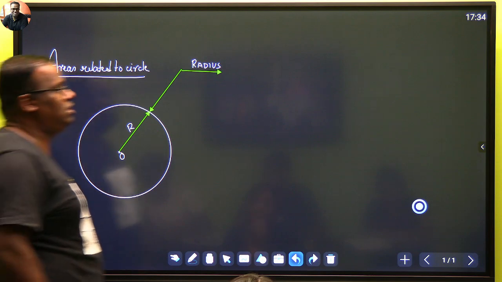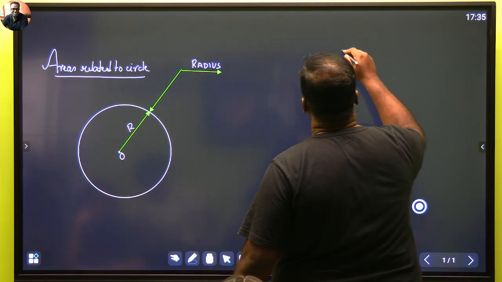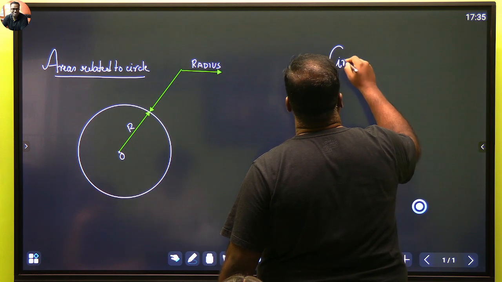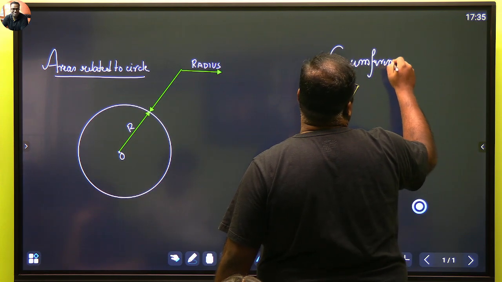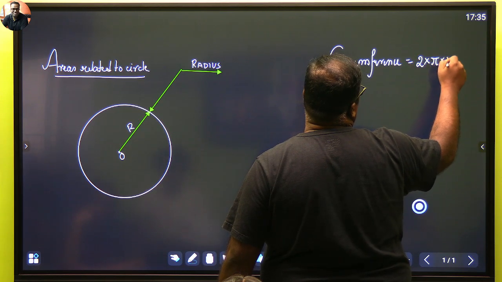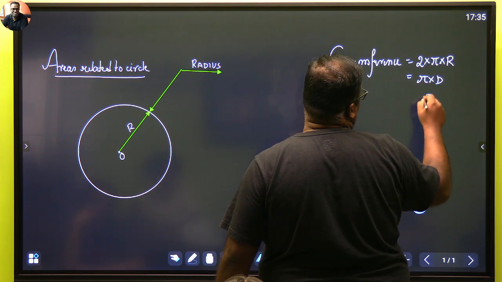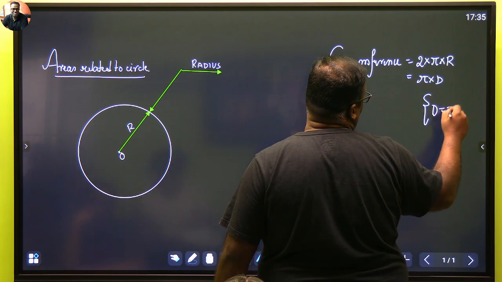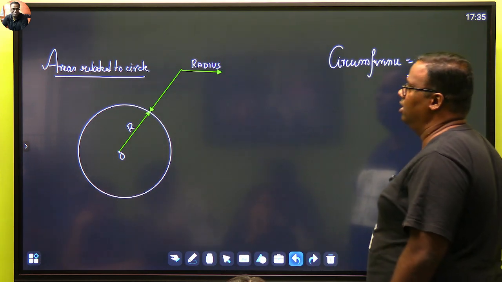Couple of measurements that we should know with relation to this circle. Number one is, what is the circumference of a circle? Circumference is given as 2 times pi times r, or you can also write it as pi into d, where d is the diameter given by twice of r. Clear? Nothing great.